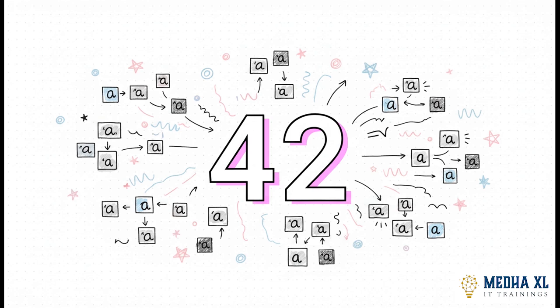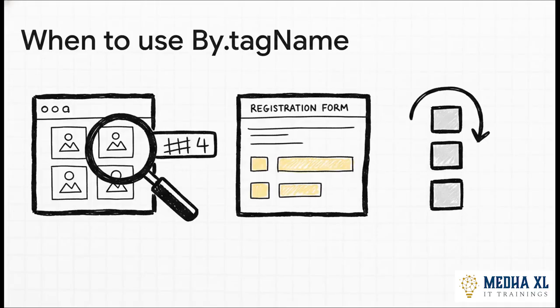Pretty powerful, right? So when is this actually useful? Oh, it's perfect for stuff like counting all the images on a product page or finding every single input field on a big registration form so you can fill them out one by one. It's your go-to tool when you need to work with groups of similar things.